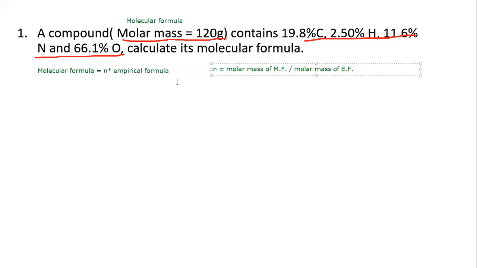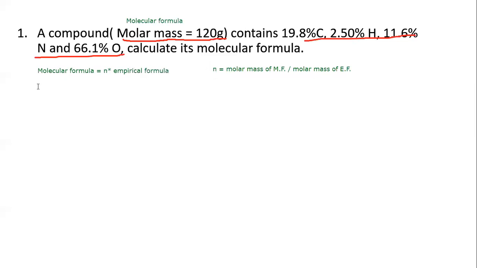So the first thing we need to do is to determine the empirical formula so that we can calculate its molar mass. And then once we know the molar mass of the empirical formula, we can find this n value and then multiply the empirical formula by that number. And most of the time, this n is an integer, but sometimes it could be decimal.